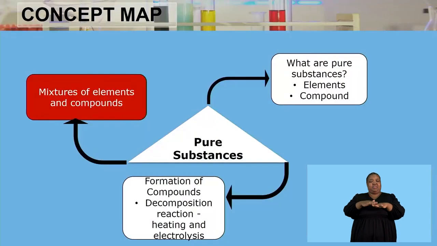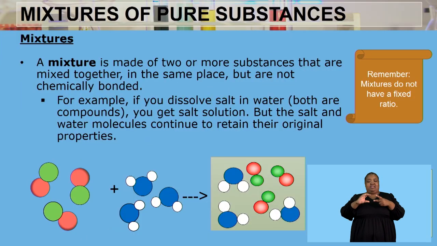Welcome back, learners, and as we are continuing, our last concept is the mixture of elements and the mixture of compounds. So now looking at mixtures. A mixture is made up of two or more substances that are mixed together and they're also in the same place. However, those substances are not chemically bonded.